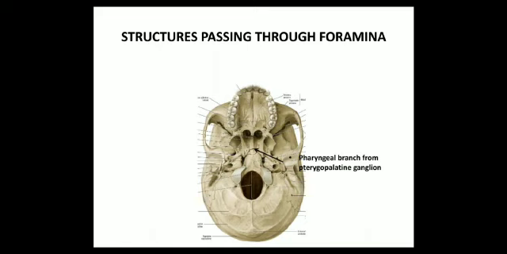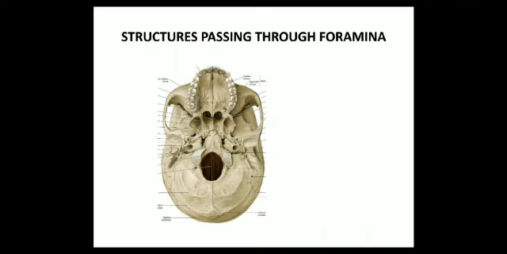And sometimes the vomerovaginal canal, if it is patent, also transmits branches of the pharyngeal branch of the pterygopalatine ganglion and the vessels. The foramen ovale transmits the mandibular nerve, accessory meningeal artery, the lesser petrosal nerve and the emissary vein. So as a mnemonic you can remember MALE.